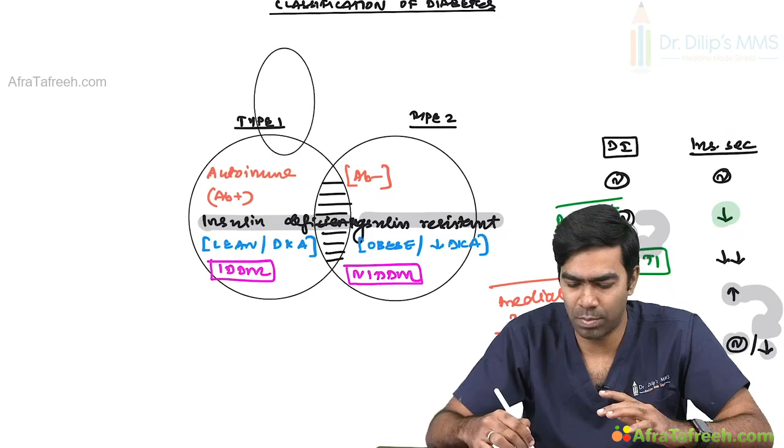So now we started understanding that there was a heterogeneous group of patients who didn't fit into type 1 as well as type 2 diabetes mellitus. So let me put a third circle.